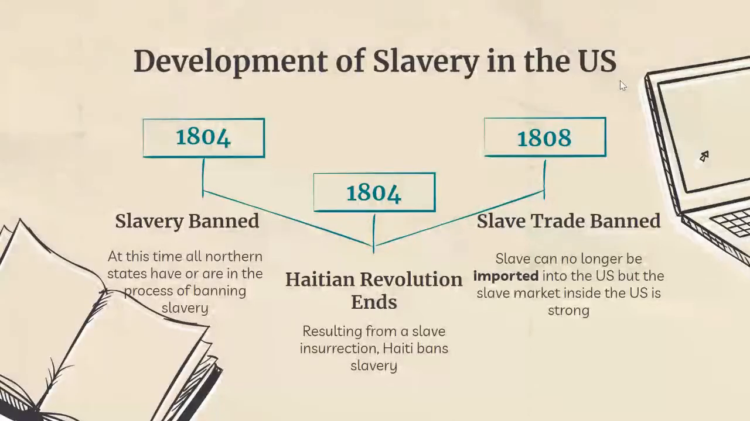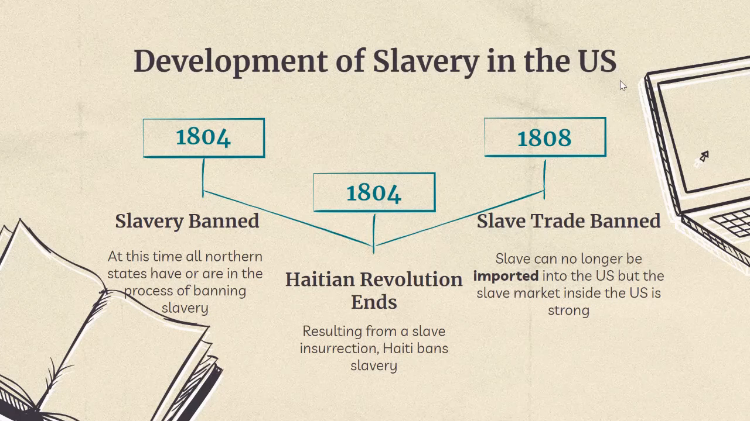Couple of important dates in 1804. Slavery in the northern states is banned in 1804. They're either in the process of it or have already banned it. I'm talking about individual states at that time.